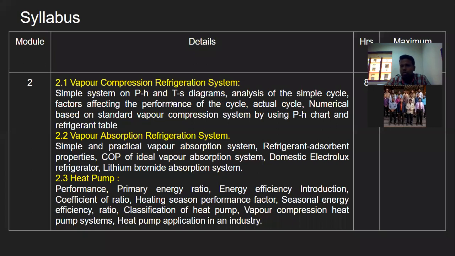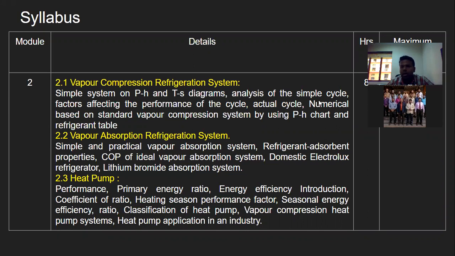We should be able to plot the processes on pH, pressure versus enthalpy, and TS, temperature versus entropy diagrams. So we should be able to plot the various processes involved in the simple compression refrigeration system on the pH and TS diagram. Then we need to do the analysis of the simple cycle. The meaning of analysis is to calculate the COP.